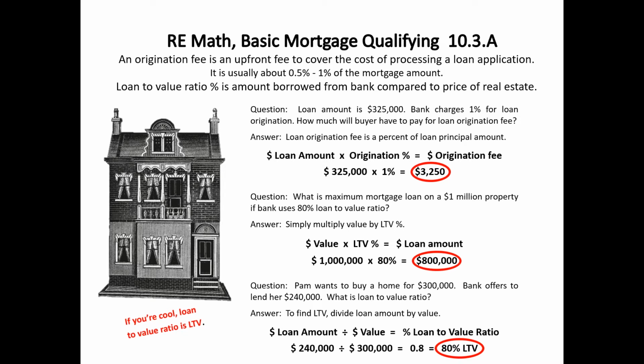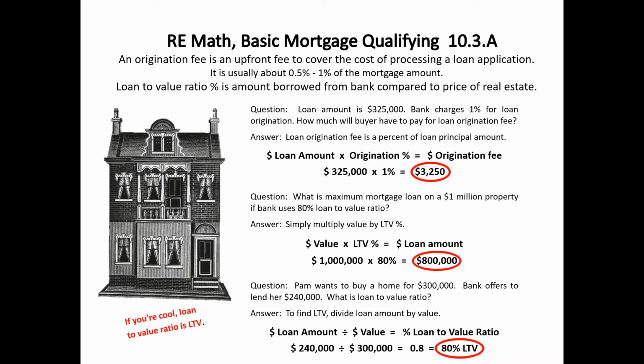Next question. What is maximum mortgage loan on a $1 million property if the bank uses an 80% loan-to-value ratio? This is a typical question you might encounter. And you simply multiply the value by LTV percent. So the value, which is $1 million, and the LTV percent, 80%, which is pretty standard, and we come up with $800,000 loan amount.